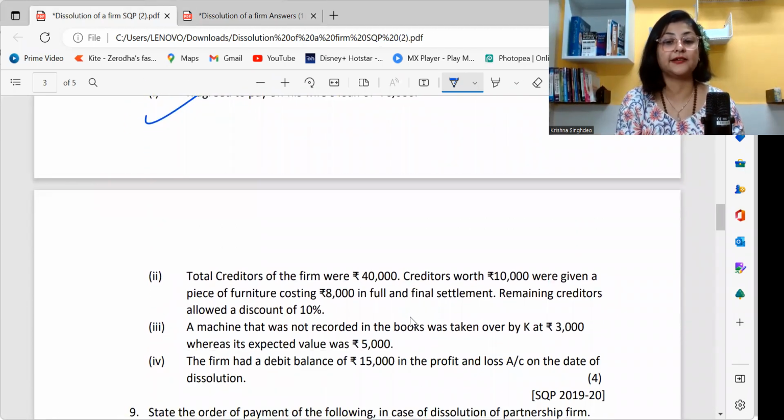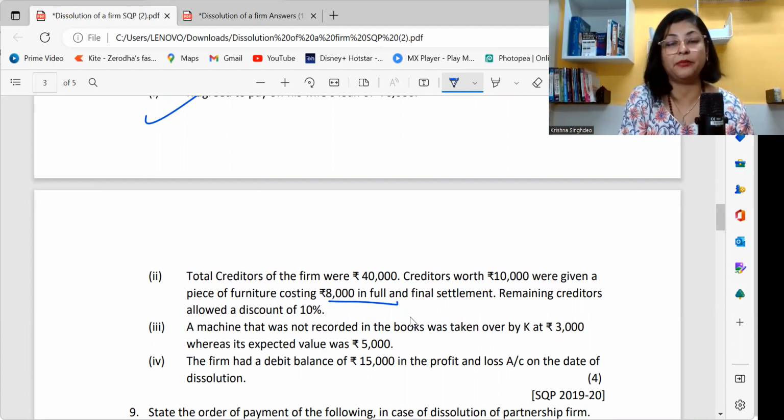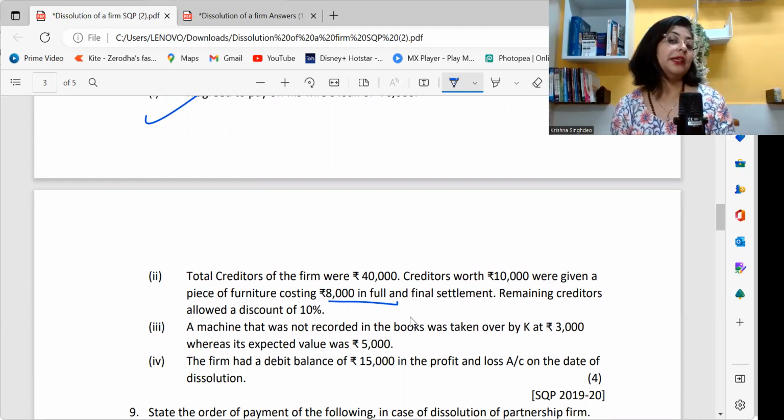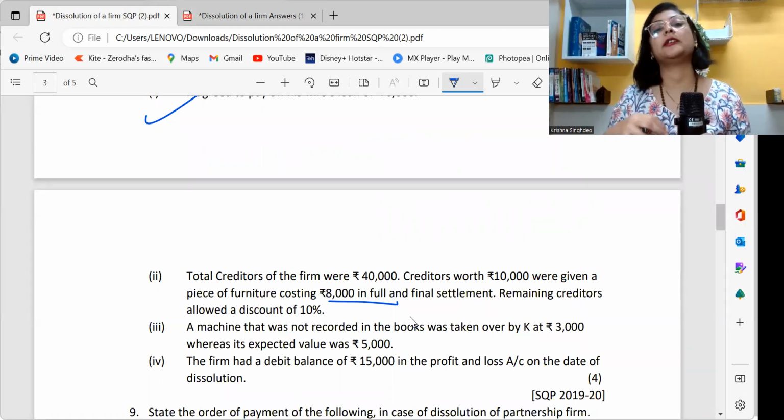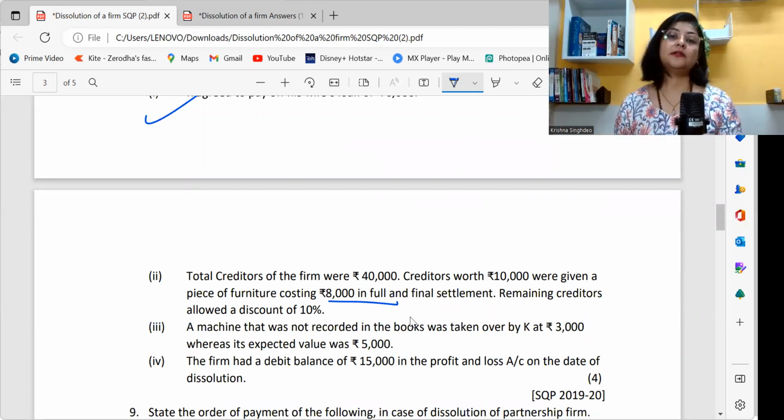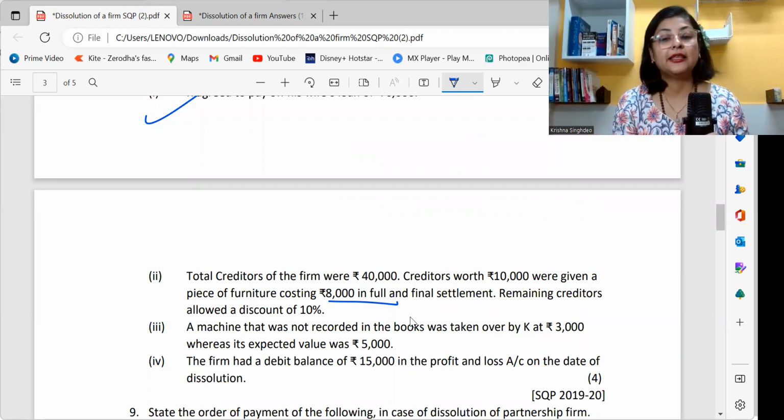Second is total creditors of 40,000. Creditors of 10,000 were given a piece of furniture costing 8,000 in full and final settlement. This means we have got 2,000 discount from the creditor, but we are not supposed to record this discount, because the asset's value is also not there now. It is already closed. The asset account is closed by transferring it to the realization account, as well as the creditors account is closed. But yes, if any payment is to be made to the creditors, that has to be recorded, and which is given in the later part.